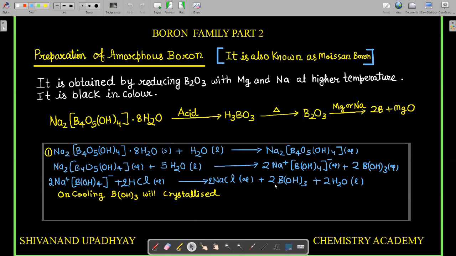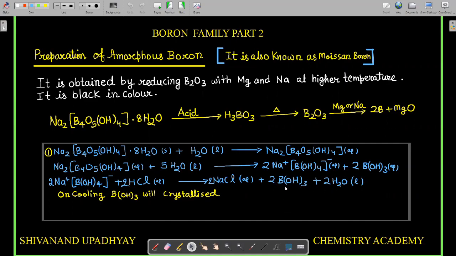The solubility of boric acid in water varies with temperature. If you decrease the temperature, boric acid is very less soluble. If you increase the temperature, solubility of boric acid is more because of the crystalline structure of boric acid. It has hydrogen bonds. We are going to discuss that. So we can crystallize this boric acid from this solution by decreasing the temperature by a little amount.